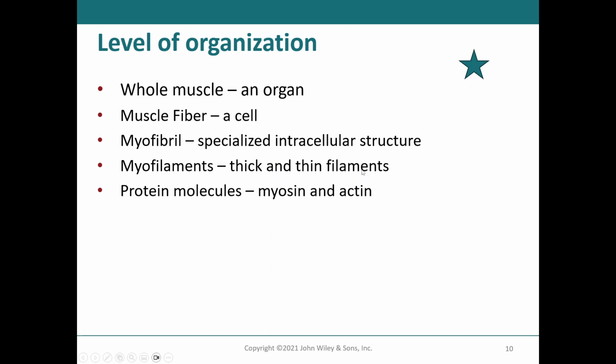So let's continue on with the levels of organization. This is going to be a good way to come back in terms of summary. So when we have the whole muscle, this is going to be one organ. So if we're thinking about our bicep muscle in our arm, that's the muscle that is needed for us to do bicep curls.